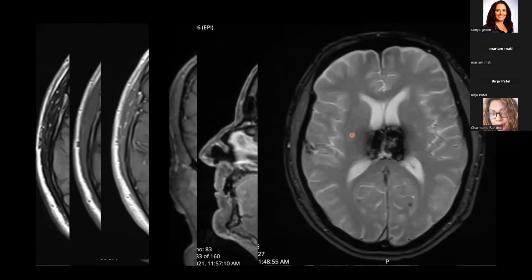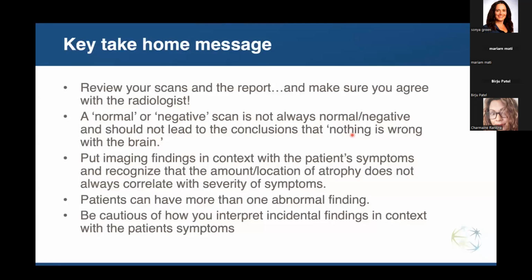So again, just being cautious that incidental findings will pop up. Meningiomas are probably the most common, and it's important to be careful about interpreting how those may be impacting the patient's cognitive symptoms. So, take home messages. Make sure you review your scans if you can. Try to start taking a look at these and make sure you agree with the radiologist. Always remember that a normal or negative scan may not be normal or negative. And just be careful about concluding that a normal scan means nothing is wrong with the brain. Putting imaging findings in context with the patient is critical, because you as the provider have the ability to recognize and match findings on the MRI with what the patient has, based on what you know about the brain and where those symptoms may localize.